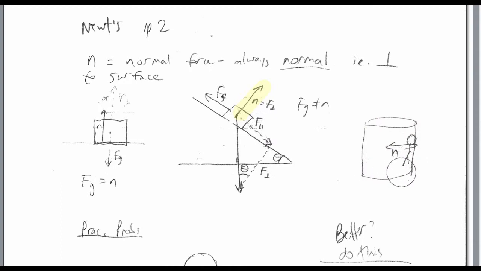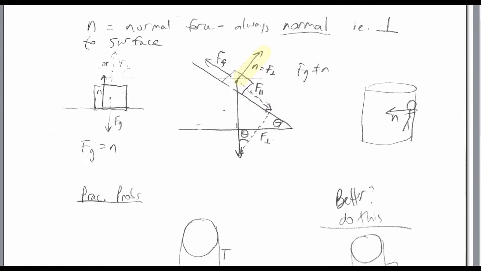In this situation, if you're on that famous amusement park ride, which has made many students sick but is very fun, the rotor, where it's like a spinning cylinder and you feel like you're getting pinned to the wall, the normal force is actually perpendicular to the wall, which is not equal to the force of gravity in this situation. Let's go ahead and do some practice problems.